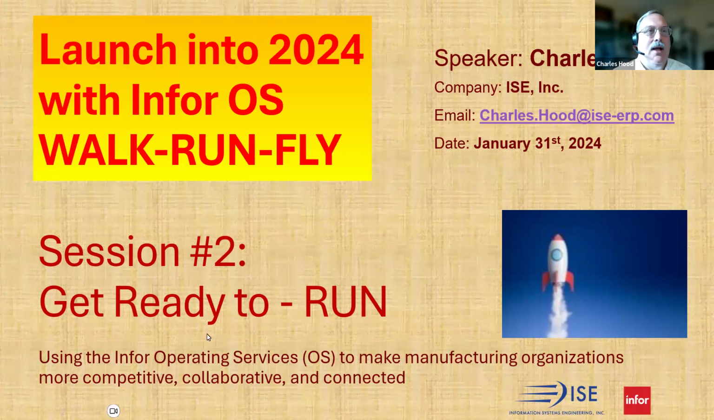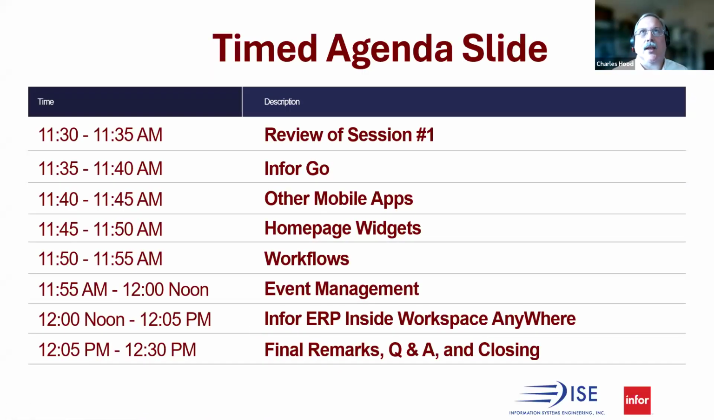And so the main goal at the bottom of my slide there remains the same. We're showing using the Infor operating services, or Infor OS, to make manufacturing organizations more competitive, collaborative, and connected. So the goal remains the same. Here is a snapshot of today's agenda. I will start with a brief review of session 1. I do recommend that you follow the link to the recording to get all the details. There was some very good Q&A last week. I definitely want to leave plenty of time for that again this week.